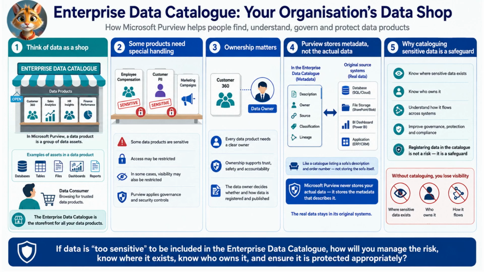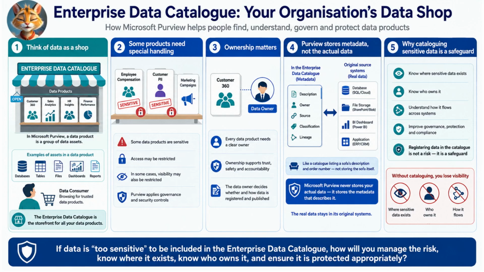But here's the challenge. Some items in a shop require special handling. For example, alcohol can only be sold to people over 18 or 21. Similarly, some data products are sensitive and must be protected, either by restricting who can access them or even who can see they exist.